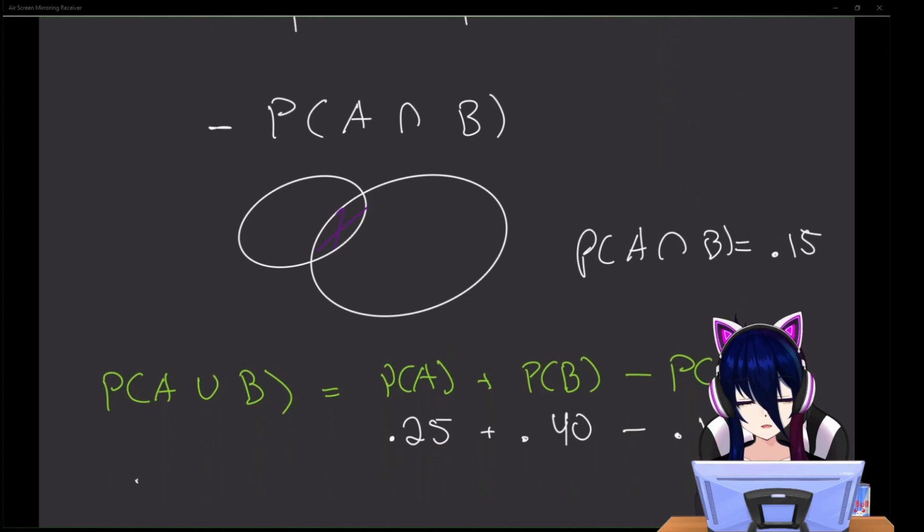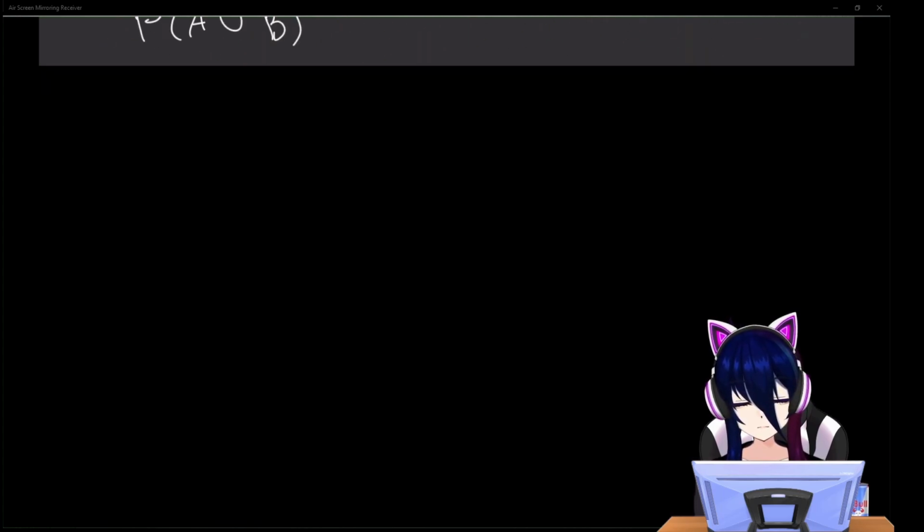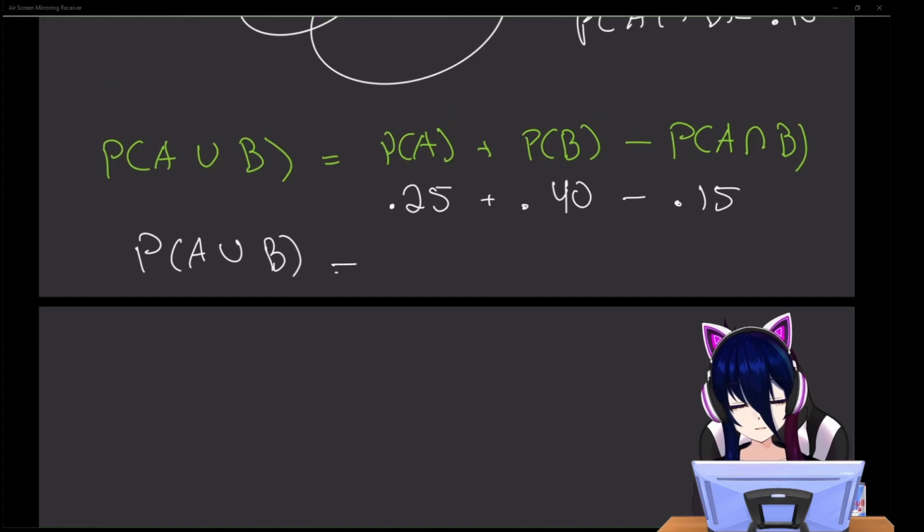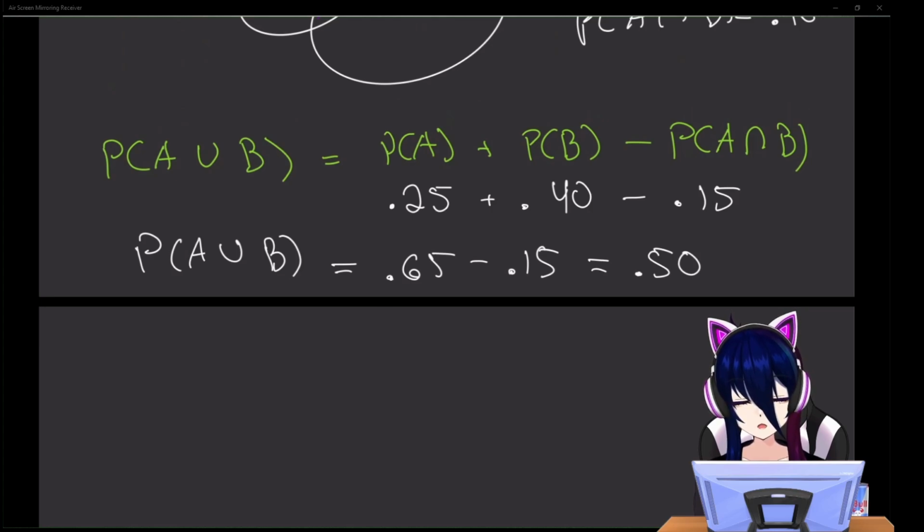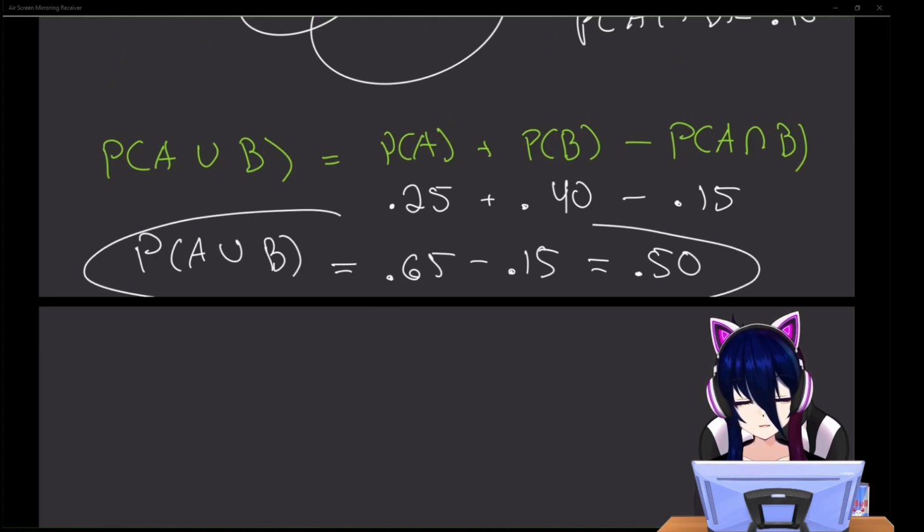Well then, the probability of their union would be 0.25 plus 0.4, we get 0.65, minus 0.15 equals 0.5. And that becomes our answer. Not too bad. Let's try some more stuff.